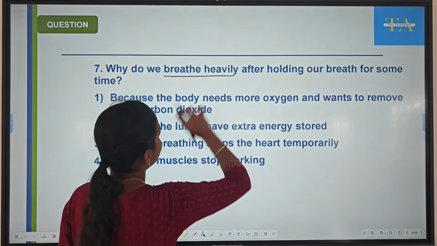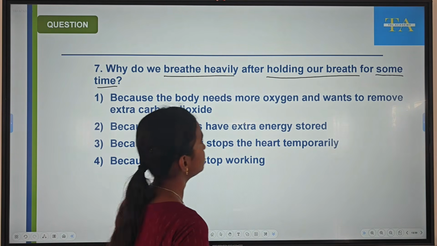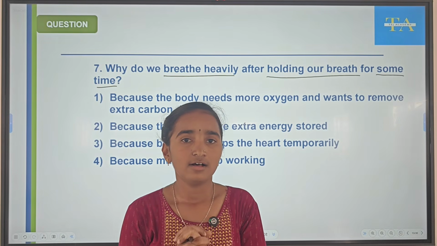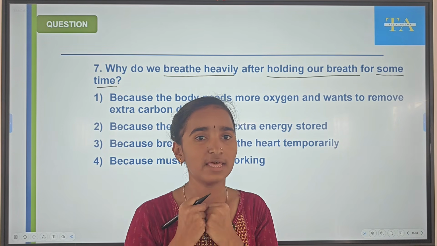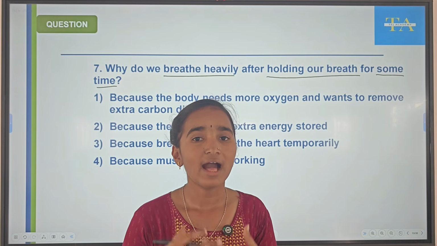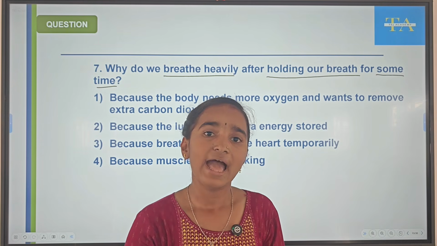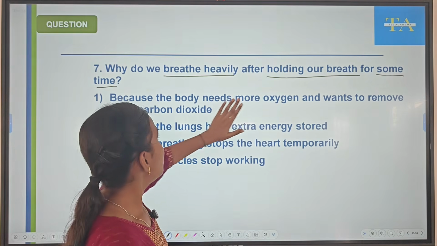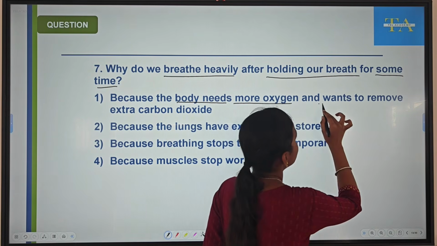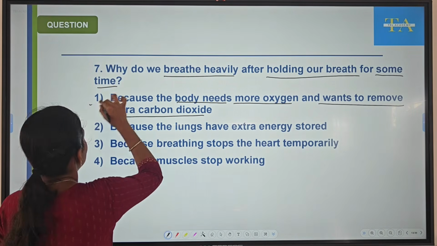Why do we breathe heavily after holding our breath for some time? Sometimes we play some games or activities where we stop breathing and hold our breath inside our lungs. When we finally breathe out, we breathe heavily because carbon dioxide has accumulated inside and we have to remove that extra carbon dioxide and inhale oxygen again. So, why do we breathe heavily? Because the body needs more oxygen and extra carbon dioxide should be removed. This is our right answer.